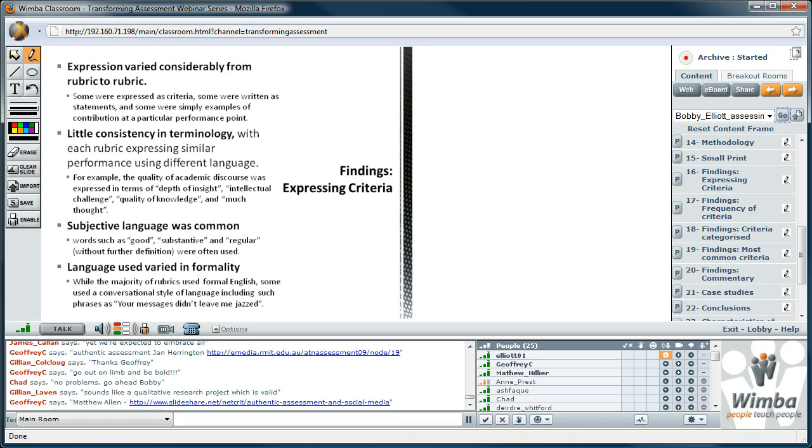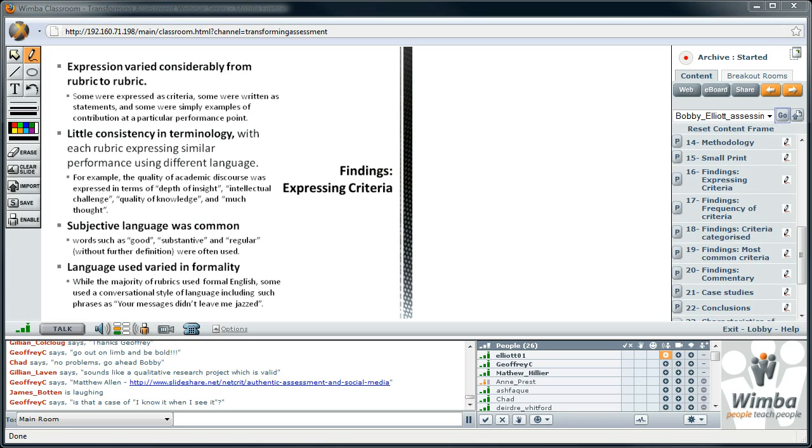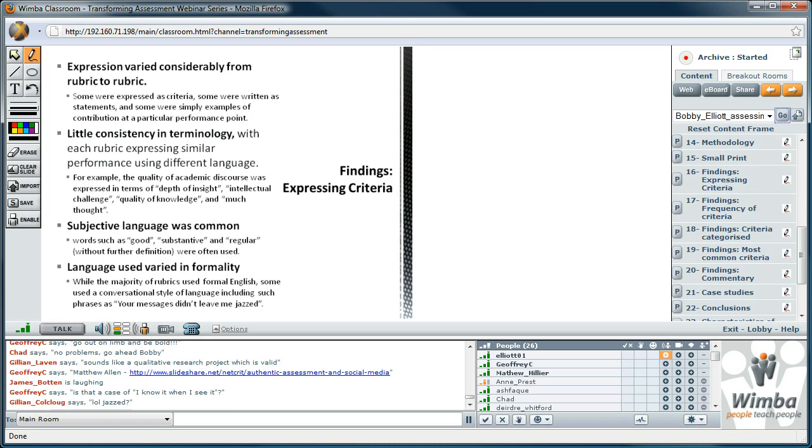And finally, the language varied in formality. Most rubrics were written in fairly formal English, but two or three were down there with the students and tried to use almost street language. And there's a quotation at the end there: "Your messages didn't leave me jazzed." And that particular rubric was full of language like that.